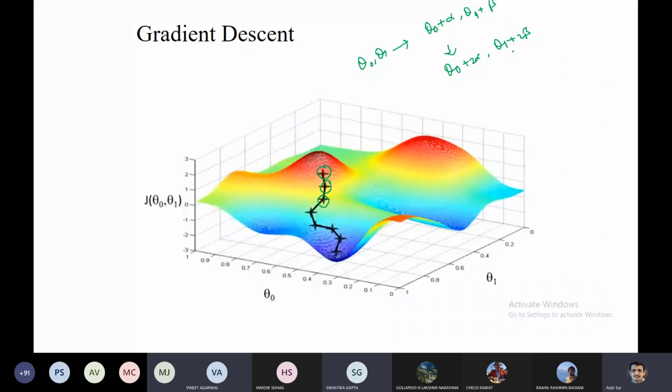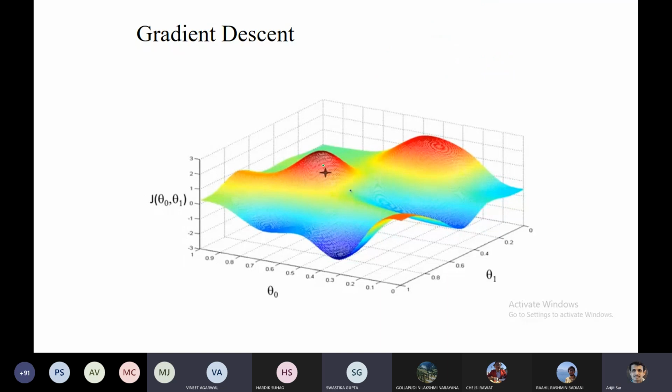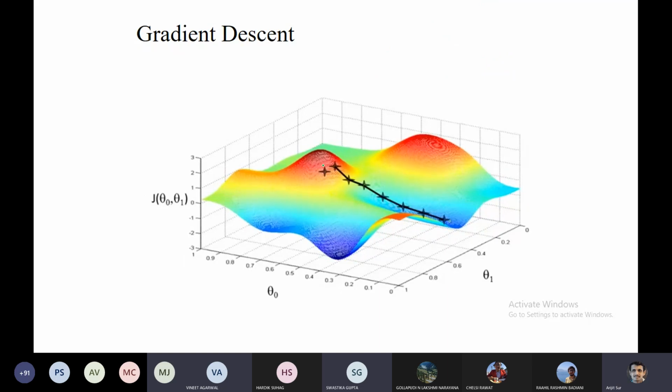There is no guided search. At this moment, we are basically doing some random changes. And another interesting thing: if we change this initial point and start from here, rather than going to this local minima, we can go to this other local minima. So here, the problem is the multiple local minima.